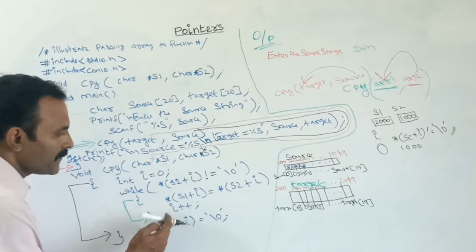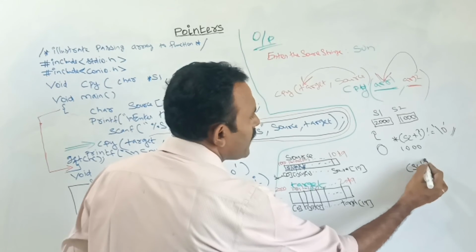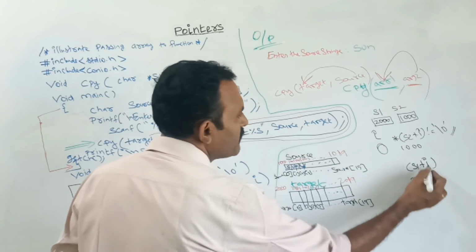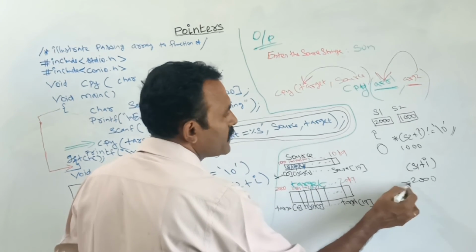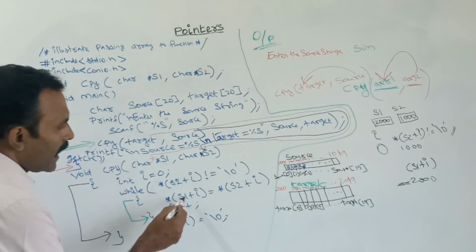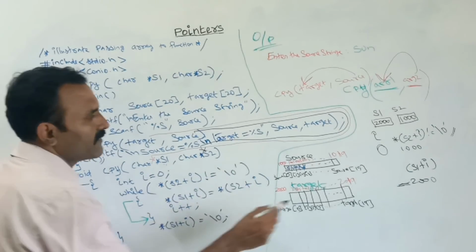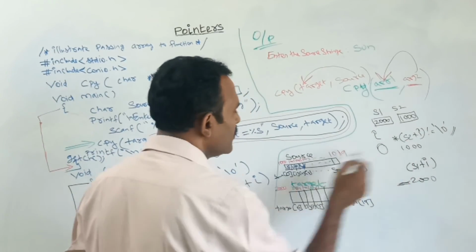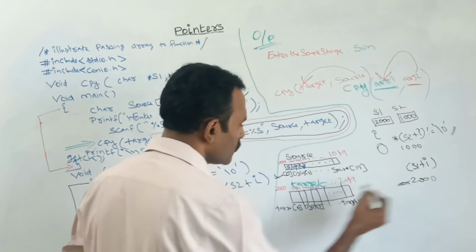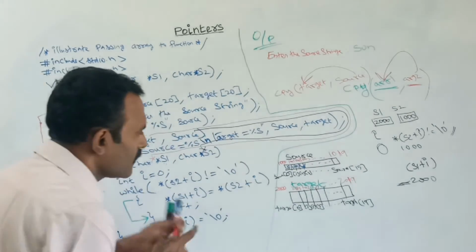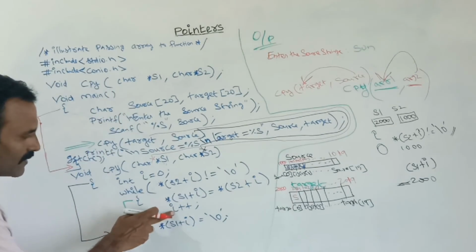Inside this while loop I am telling S1 plus i, that is 2000. The i value is 0, so 2000 plus 0 is 2000. So in this location 2000, I am assigning the value at S2 plus i. S2 plus i is now 1000. The value at 1000 is S. So this S is copied to the location 2000. The value S is allocated, that is, copied. Next, i will be incremented.